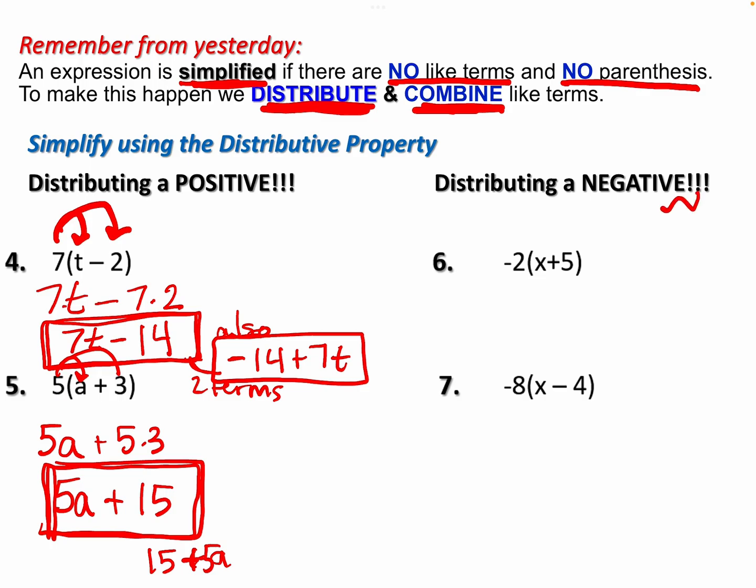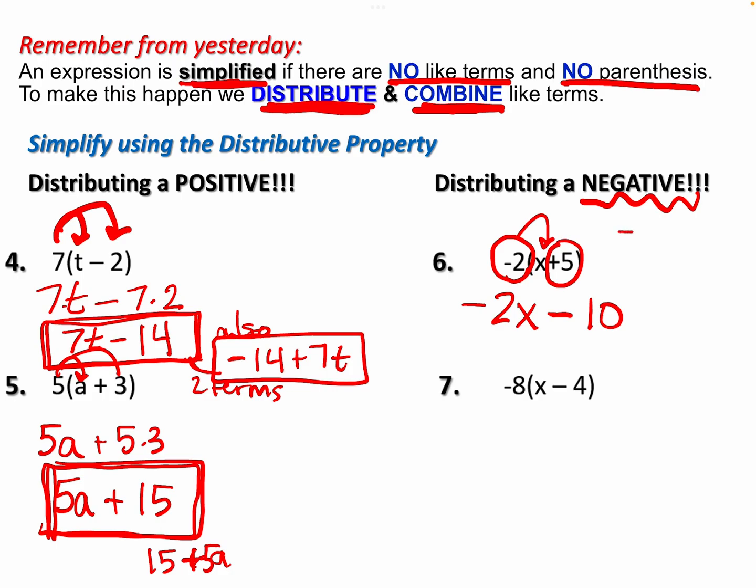Distributing a negative can be kind of tricky. Put a star by it. When you're distributing this negative here, most kids get the first term right, negative 2x. But now you're distributing a negative 2 times a positive 5. Remember, whatever sign's in front of it is its sign. So a negative 2 times a positive 5 is going to be minus 10.